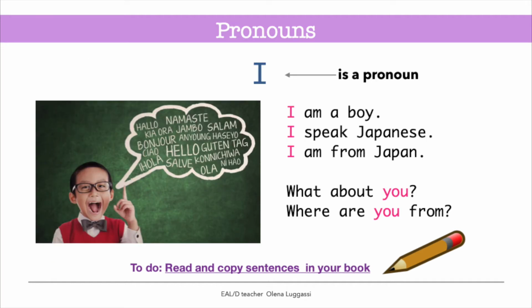The word I is a pronoun too. We use pronouns all the time. I am a boy. I speak Japanese. I am from Japan. What about you? Where are you from? Pause the video and write the sentences down in your books.